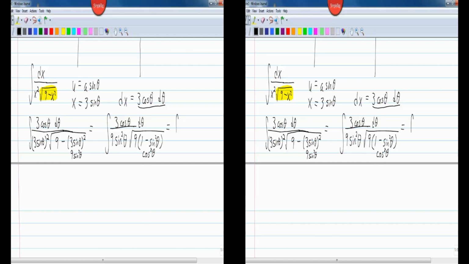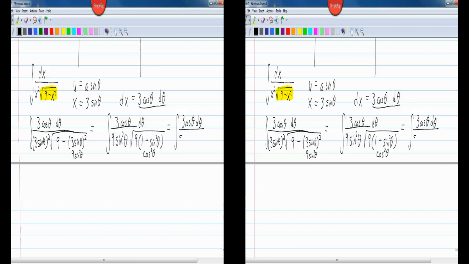Okay. So what would I have now? I have 3 cosine theta d theta over 9 sine squared theta. And then remember I said this becomes 3 cosine. That's because 3 cosine times 3 cosine is 9 cosine squared. When you take square root of that, it becomes 3 cosine. Alright. Now, on this problem, that cancels out with that. And so now, by using trig, I've actually simplified this integral, believe it or not. That's a 9 in the denominator. You bring out a 1/9.